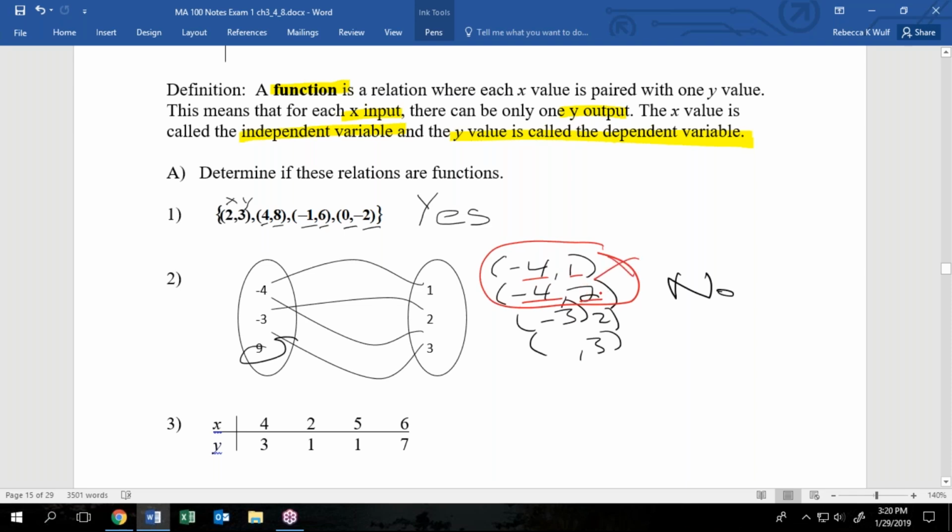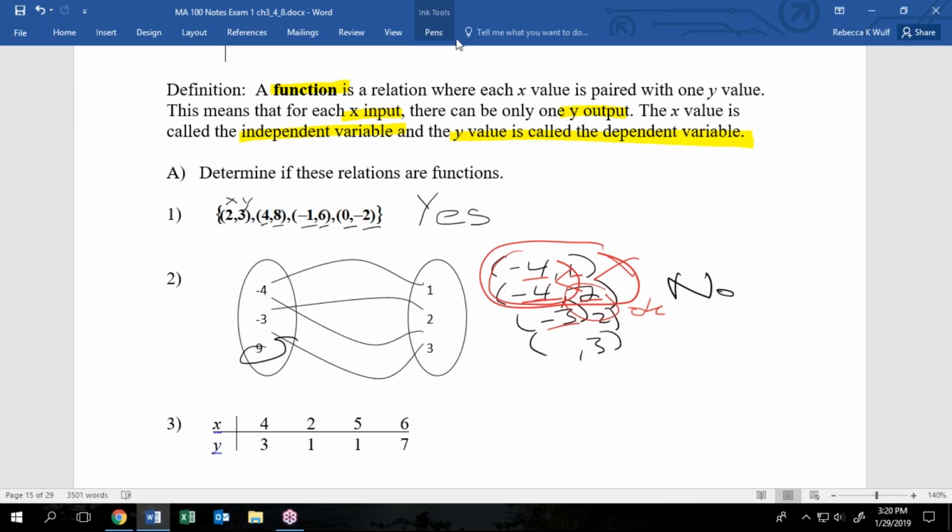We can't have that. Now we can have two different x values give us the same y value. That's okay. But I can't have one x value with two different y values. That's not allowed. That's just how we define a function. So that one's a no.